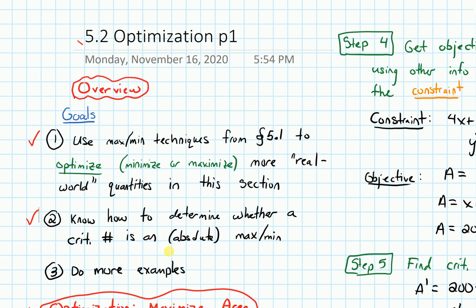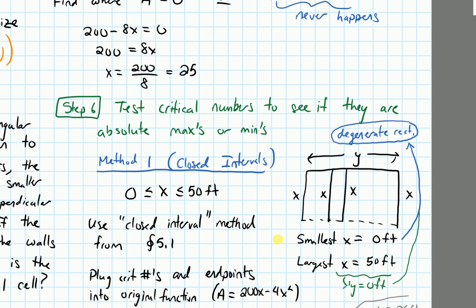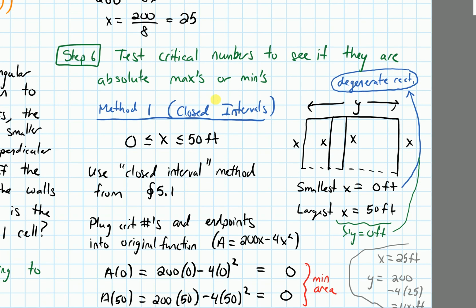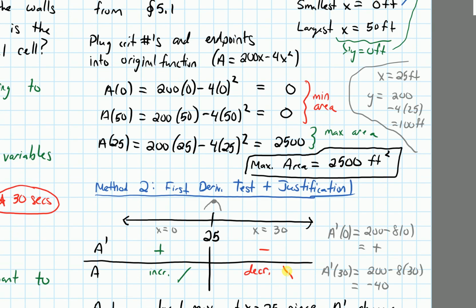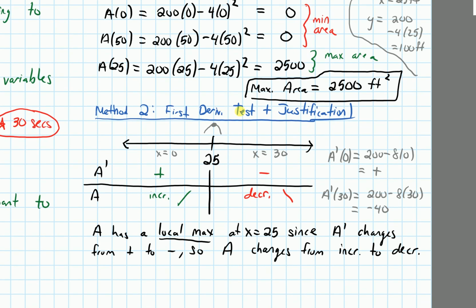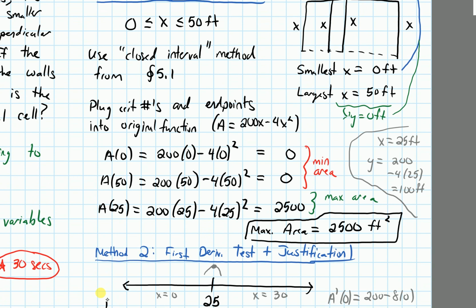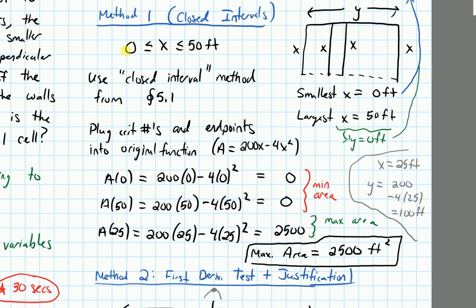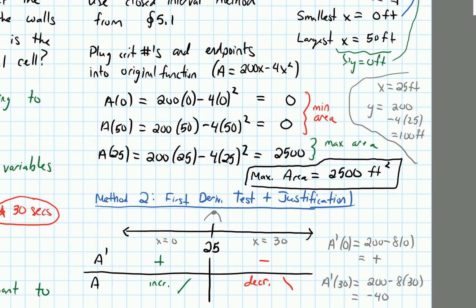And we talked about two methods that we can use to test them. There was this closed interval method, and there was this other method using the first derivative test and a number line, but we have to finish that off with some justification to explain why our local max is also an absolute max for this particular situation. So there are some problems that we're going to see where the interval for x is not a closed interval like this. And when it's not closed, we'll have to use method 2.